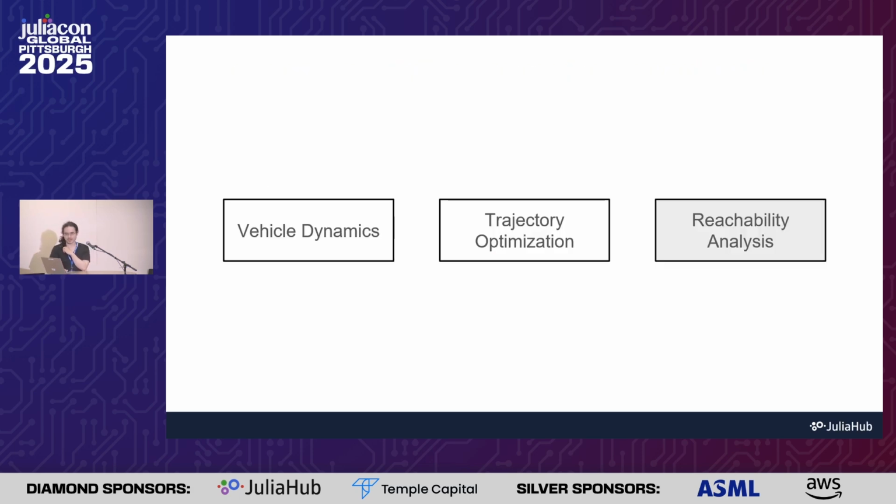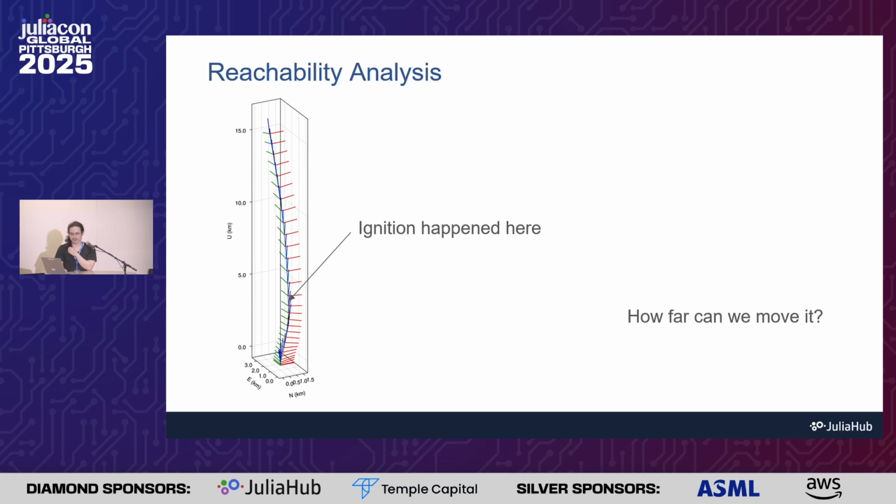Okay, so the last part of this is reachability analysis. If we have some reference trajectory where the rocket was able to relight and was able to land at the end of it, essentially the reachability analysis problem asks how far can we move this point around and have it still be able to satisfy all of our constraints.